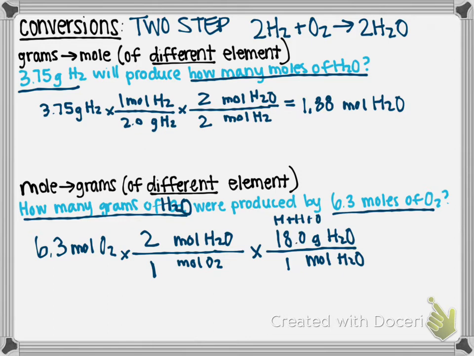When you multiply this, you're going to go 6.3 times 2 times 18 and divide, and you should get 226.8. And rounded to 2 sig figs would be 230 grams H2O.